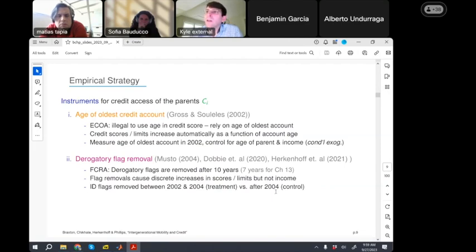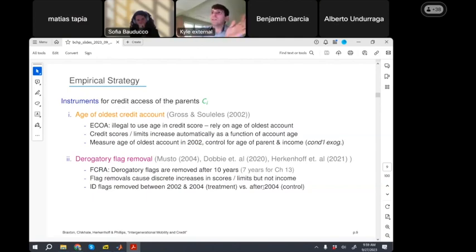If you read the new staggered difference in difference and stacked difference in difference estimators and delayed treatment literature, here we are comparing a control group that is eventually treated. The flag comes off when your kids are in your house for the treatment group, and then the flag comes off after 2004 for the control group. So really what we're comparing is a difference in credit access of a few years, where we believe that there's an investment occurring in the children.